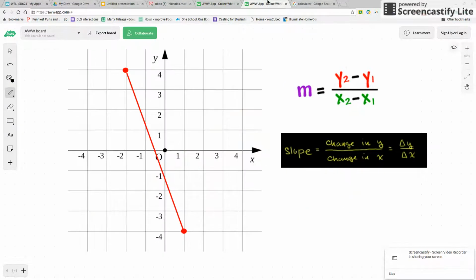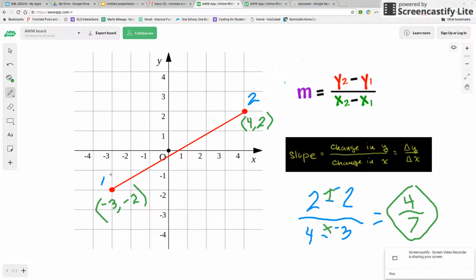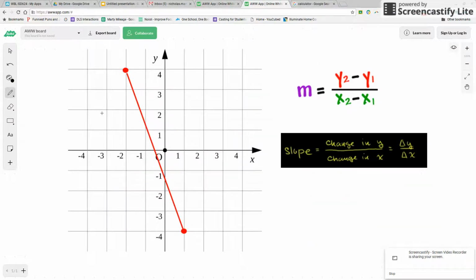All right, let's tackle another one. The first thing I always want to notice is whether my line is going up or down. In our first one, our line was going up, so we knew that was going to be a positive slope. In this one, I already noticed that our line is going down, so my final slope number is going to be negative. But let's figure this out. I'm going to call this point 1. Hold on, let me make my pen a little bit thicker here. So we've got point 1, we've got point 2.